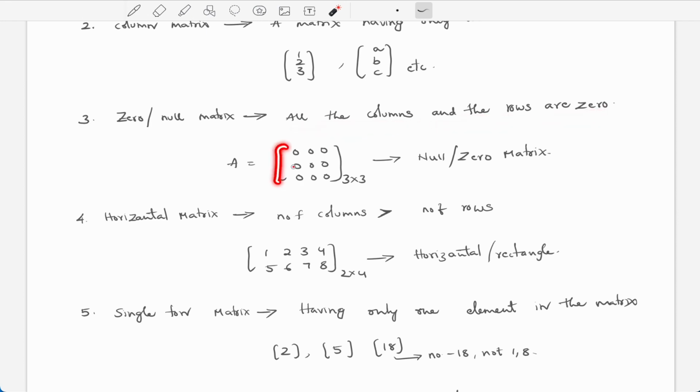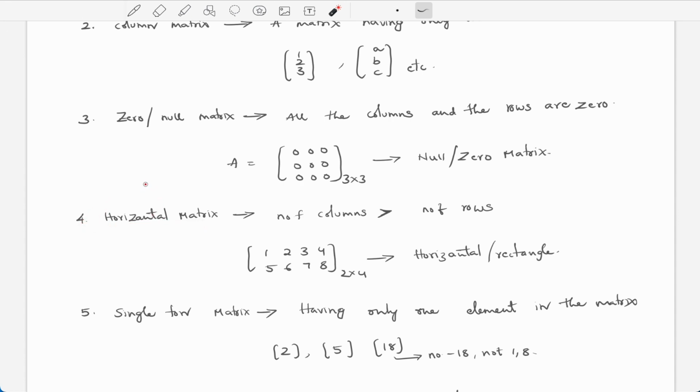So here we take an example, a 3 into 3 matrix, and we have all zeros out there, and this is called a null or zero matrix. Why? Because there are no values in that matrix, so we simply call it a null matrix or the zero matrix.